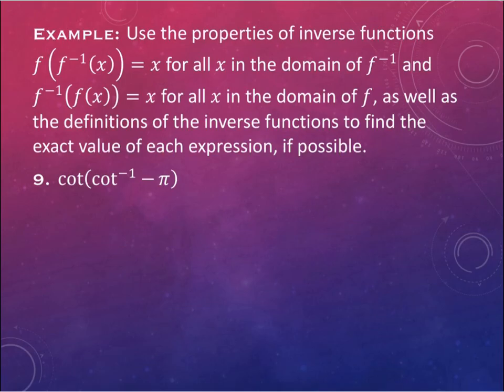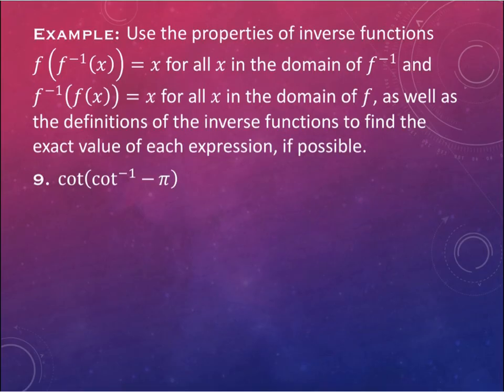We'll do one more. Okay, so this one says, use the properties of inverse functions, f of f inverse of x is x for all the x in the domain, and vice versa on the other one, as well as definitions of inverse functions to find the exact value of each expression if possible. So these look very similar to the last ones that we were doing. We just need to make sure that we're in the right location. So this one says cotangent of the inverse cotangent of negative pi.